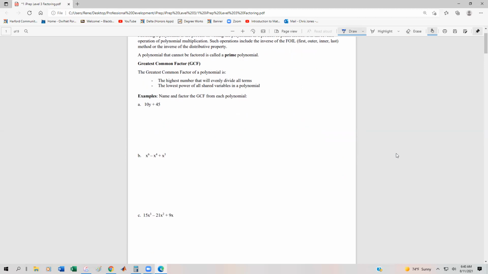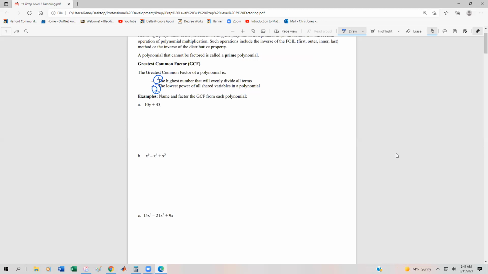The greatest common factor has two components. It's the highest number that will evenly divide all of the coefficients inside of the terms of the polynomial. And it's also the lowest power of all shared variables within a polynomial. We're going to start by factoring and naming the GCF from each polynomial.